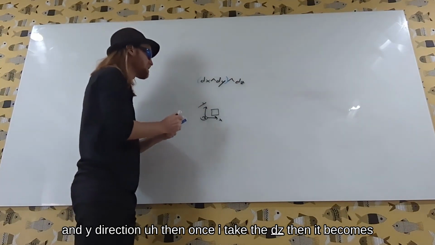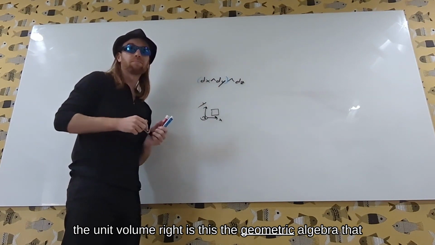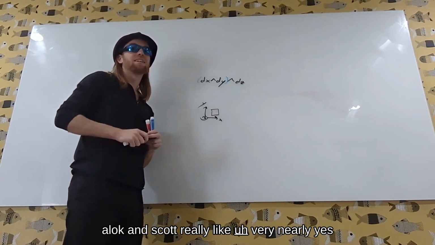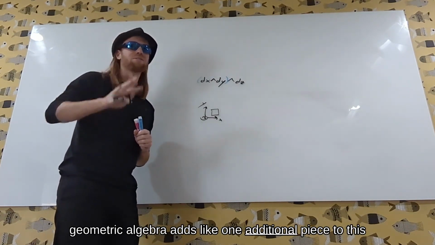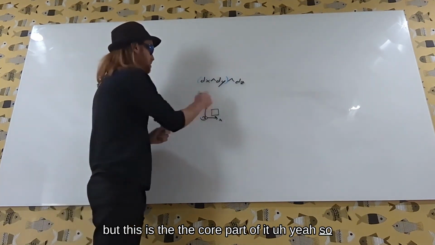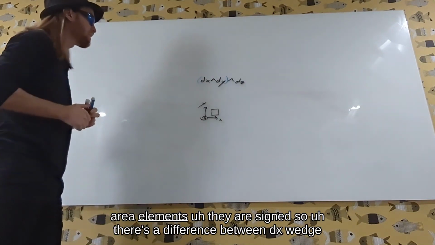Then once I take the dz, it becomes the unit volume. Is this the geometric algebra that Alok and Scott really like? Very nearly, yes. Geometric algebra adds one additional piece to this, but this is the core part of it. You can think of these as little volume or area elements.